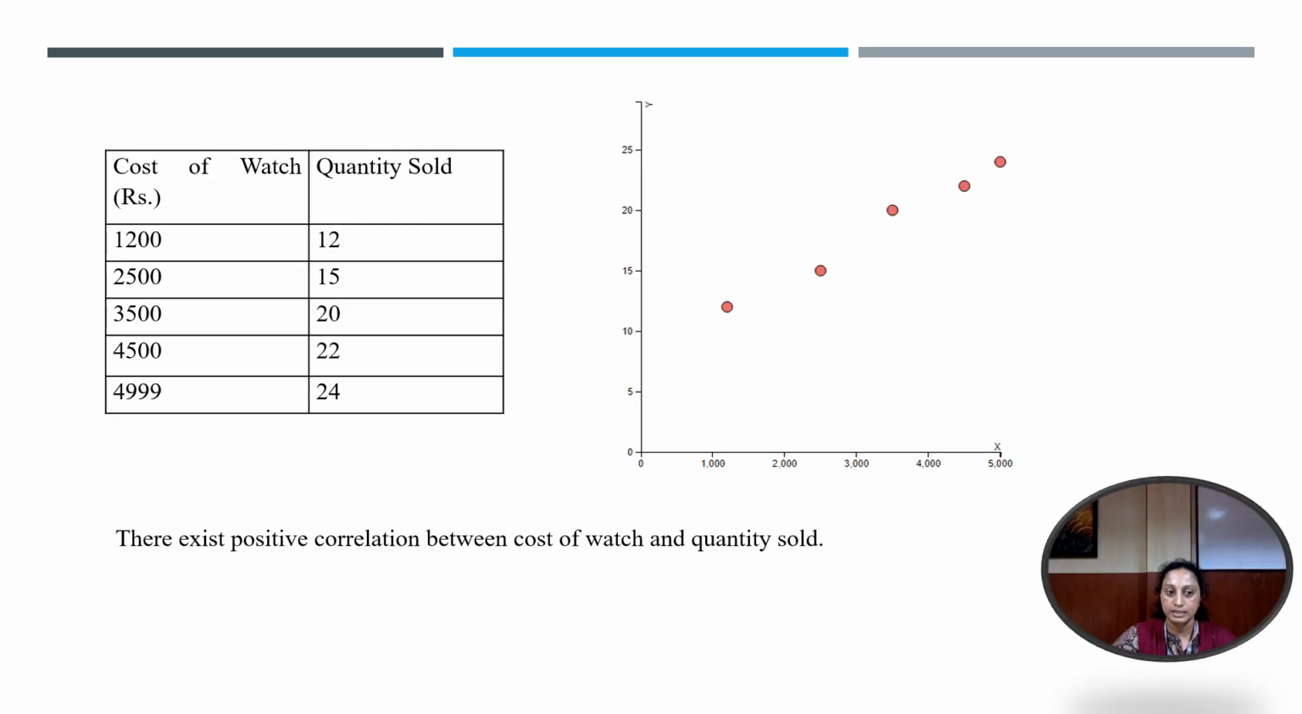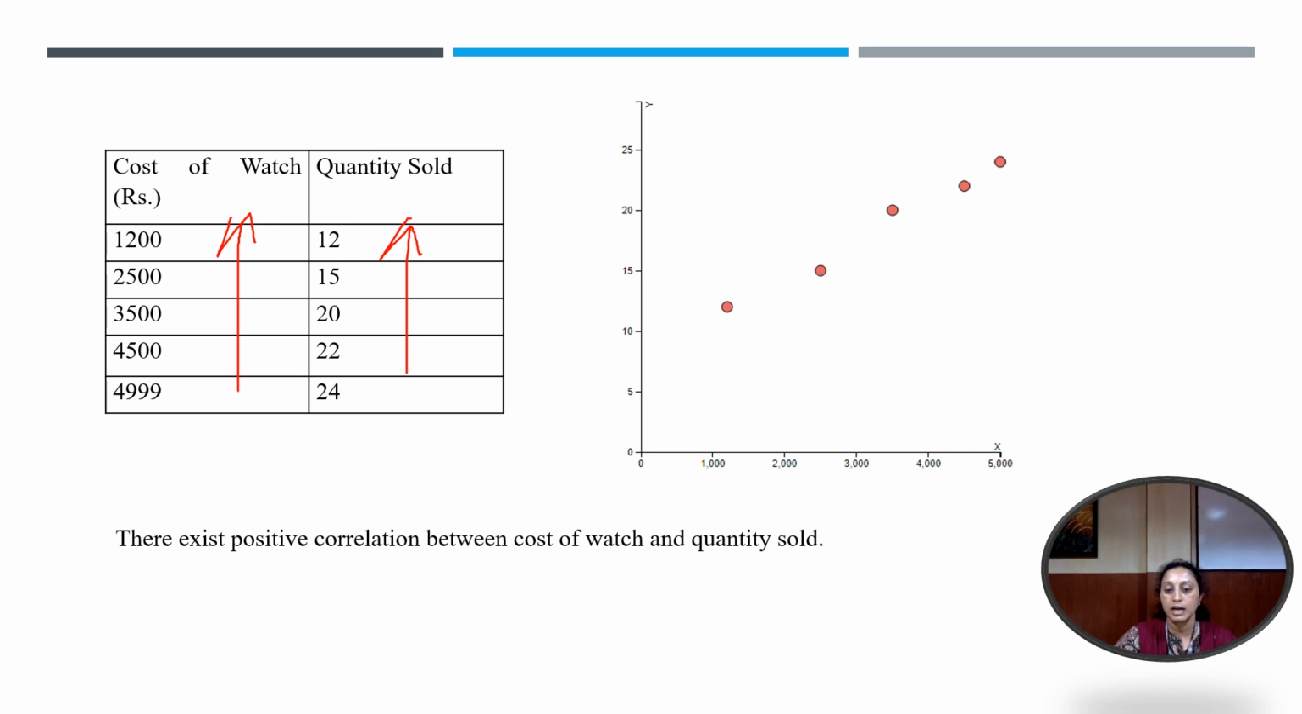Let me take another example. In this example, I have cost of watch and the quantity sold. And we observe that in this data, as the cost of the watch is increasing, the quantity sold is also increasing. The same data, when represented through the graph, gives a scatter plot like this.